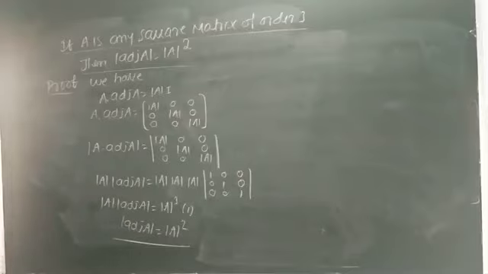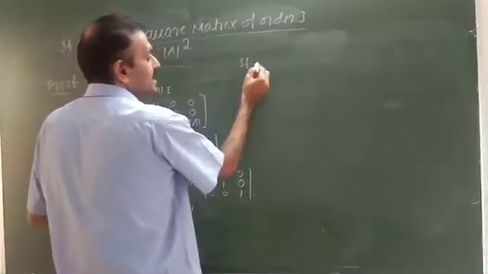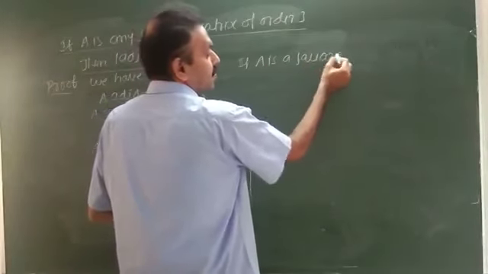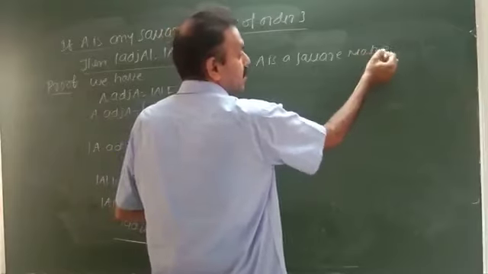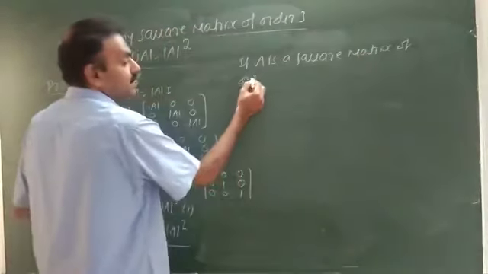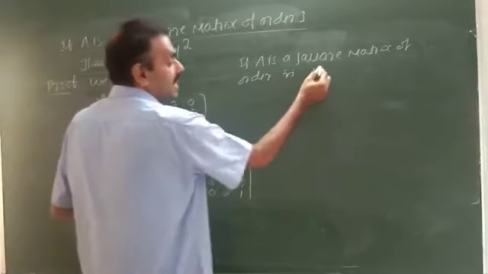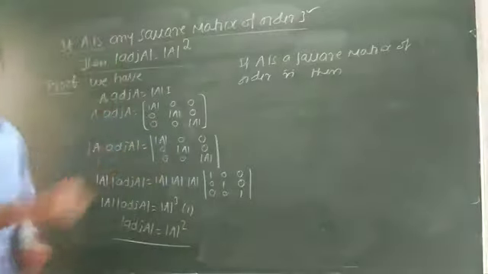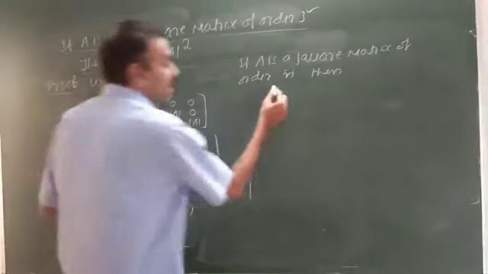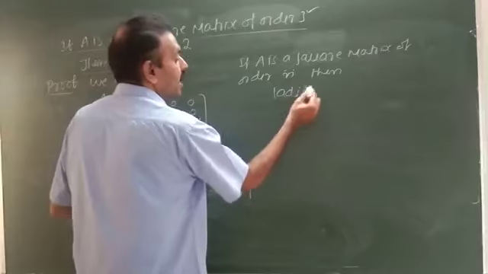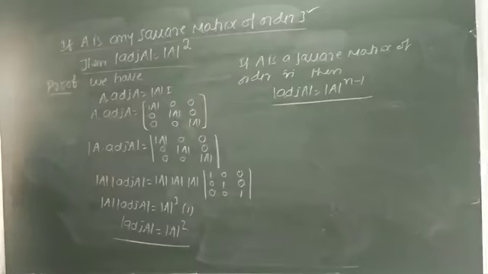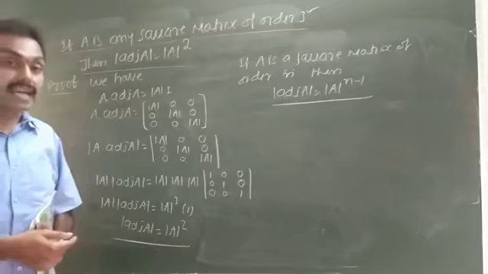Now let us generalize this. If A is a square matrix of order n, then remember, here we have taken the square matrix of order 3. Now let us consider a square matrix of order n, then determinant of adjoint A is always equal to determinant A power n minus 1. You have to remember this.